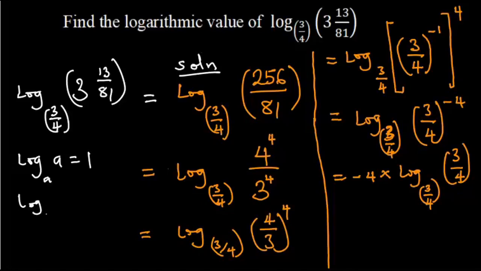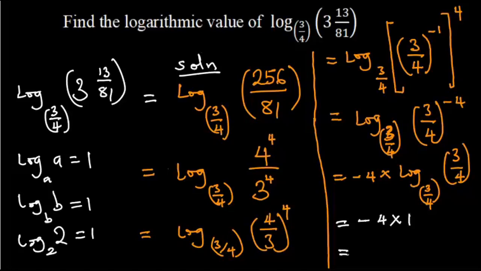Log b and base b is always 1. So like that. So log 2 in base 2 is always 1. So the log of the same base is always 1. And so in this case, log 3 over 4 and the base of 3 over 4 is just 1. So we have minus 4 times just 1. And finally the answer is minus 4.